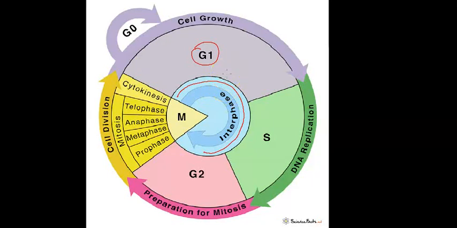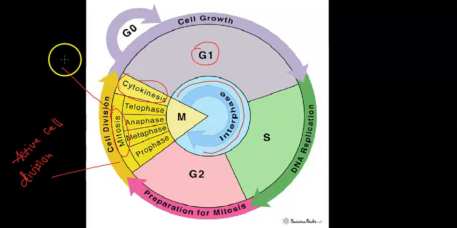And another main phase of the cell here is the active cell division. When we say active cell division, this is also known as the mitotic phase. It includes two main processes. We first of all have mitosis, and we also have cytokinesis. When we say mitosis, this is simply the nuclear division. And when we say cytokinesis, this is simply the division of the cytoplasm.